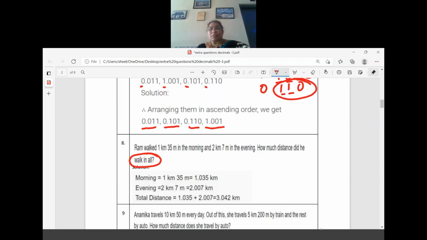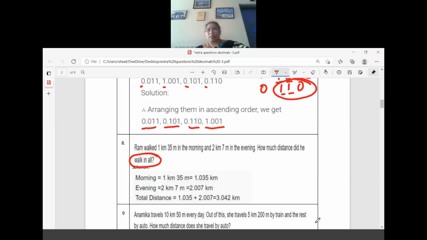So morning, what is the distance? He walked 1 kilometer 35 meter. So 1 kilometer 35 meter is equal to 1.035 kilometer, right? 1.035 kilometer only, we have converted into kilometer, right? Next, what is the next step? Evening, what is the distance? 2 kilometers 7 meter only, so it is equal to 2.007 kilometer.